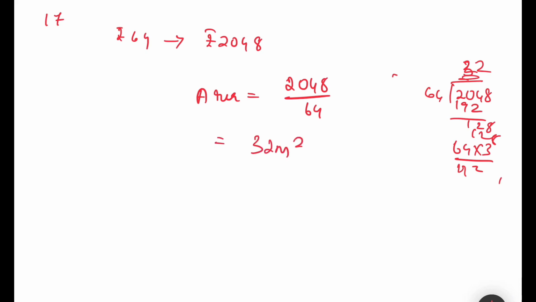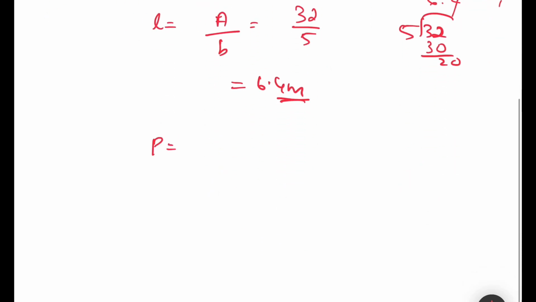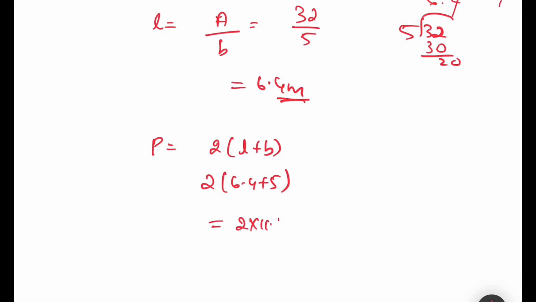So what will be the length? Length is equal to area by breadth, which is already given to us as 5 meters, right? Length is equal to 32 by 5, so you'll get 6.4 meters as the length. Now what's the perimeter? Perimeter is equal to 2 times L plus B. 2 times 6.4 plus 5, that is equal to 2 times 11.4. 22.8 meters you will get.